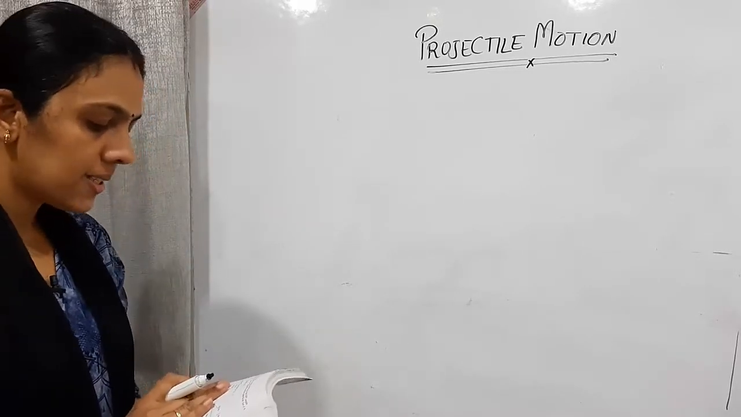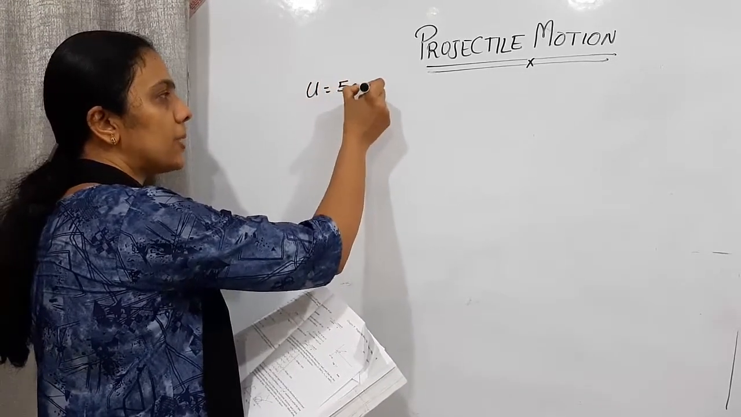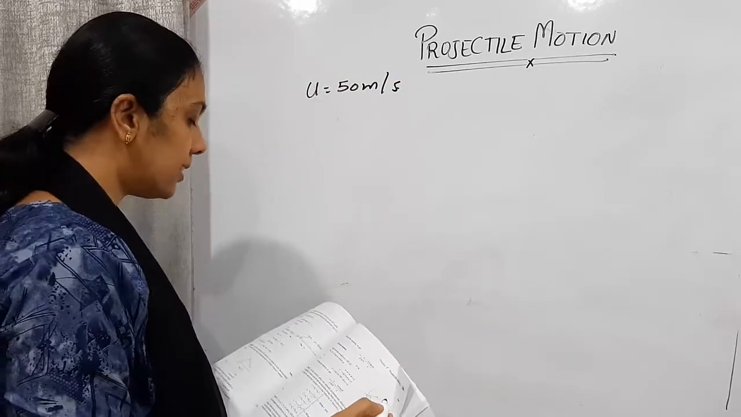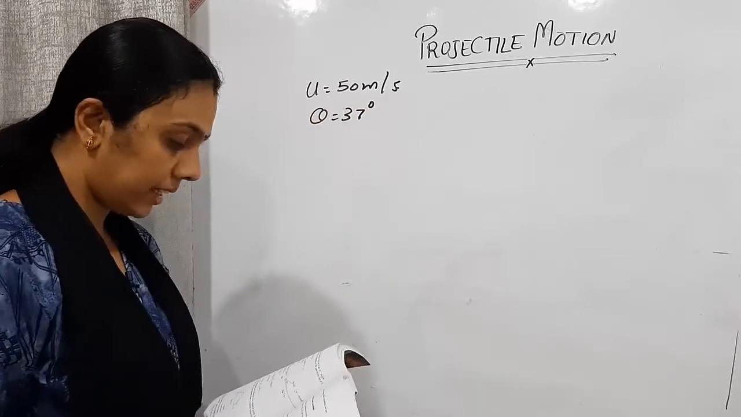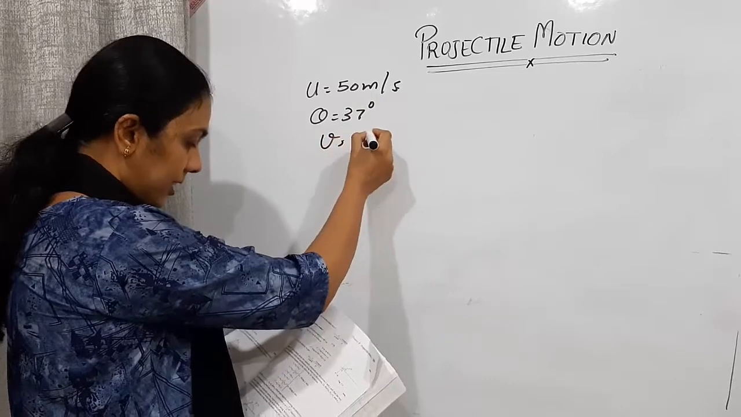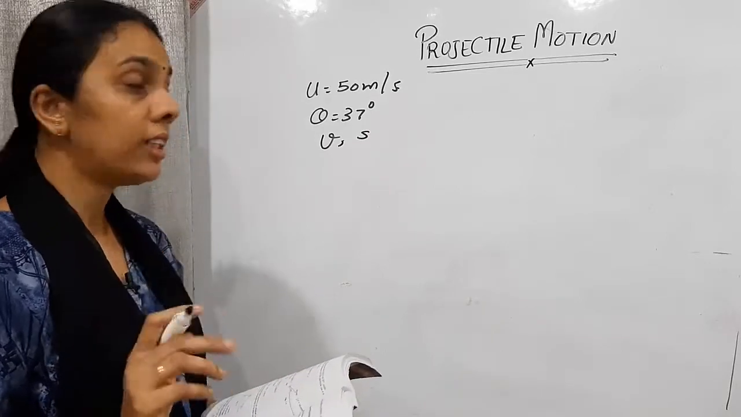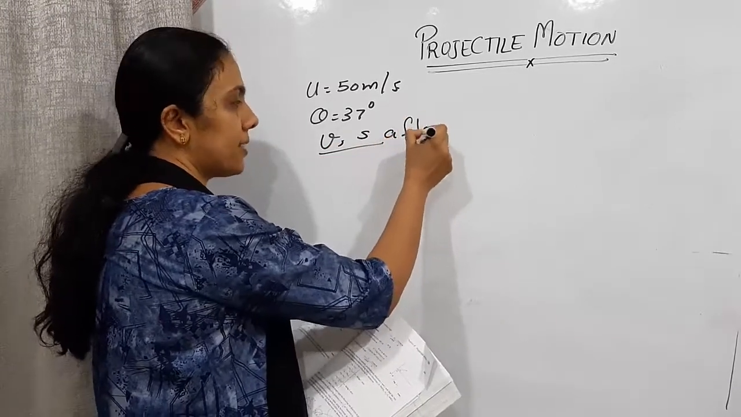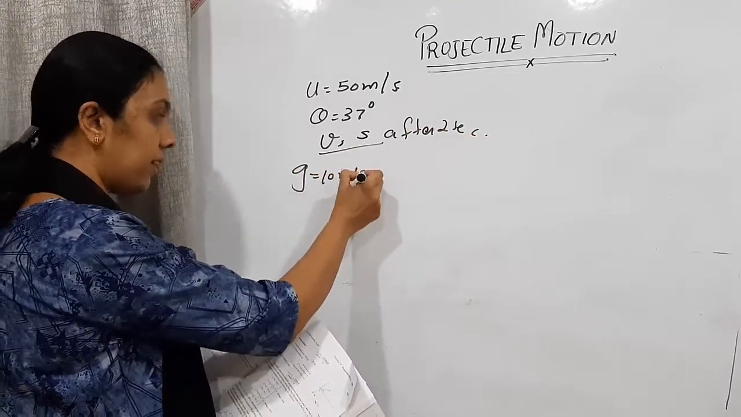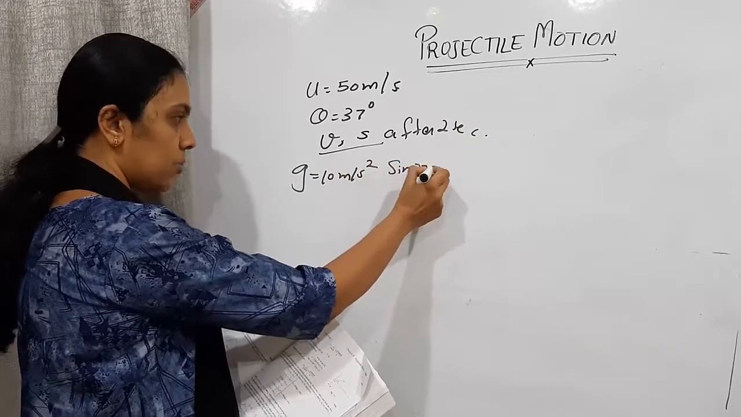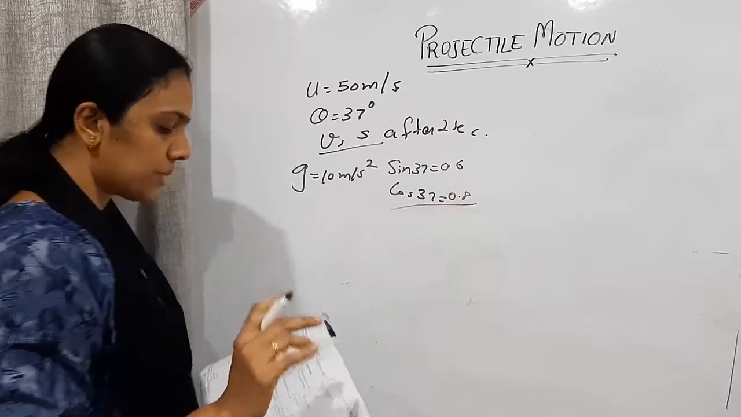A particle is projected with a velocity of 50 meter per second at 37 degree with the horizontal. So the initial velocity is 50 meter per second, and with respect to the horizontal the angle is 37 degree. Find the velocity, displacement and coordinates of the particle with respect to the starting point after 2 seconds. You can take g as 10 meter per second square, sin 37 is given as 0.6 and cos 37 as 0.8. This much is given.